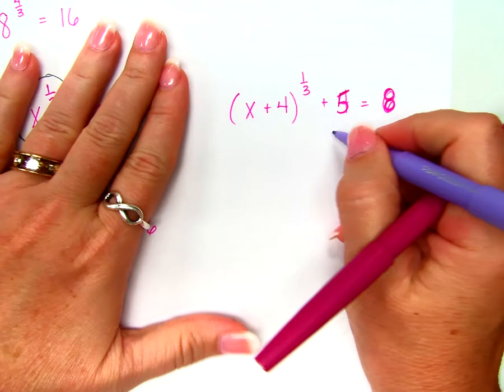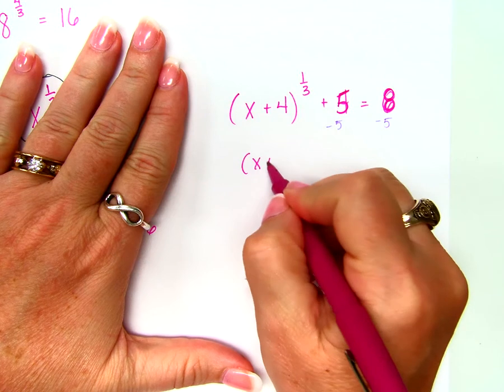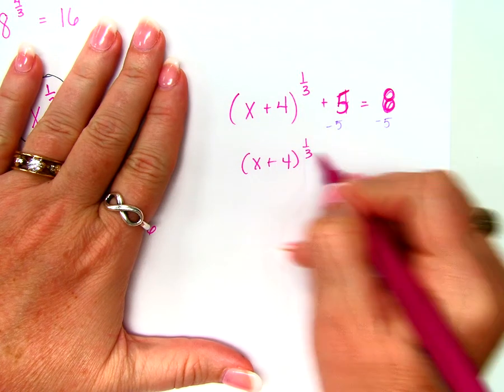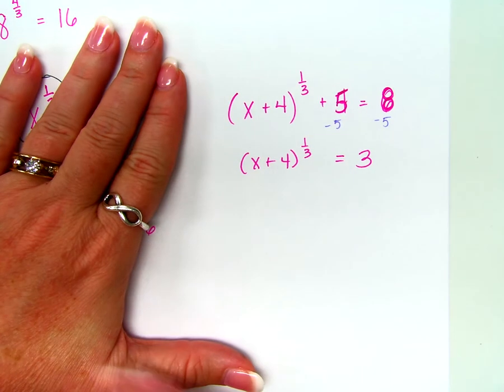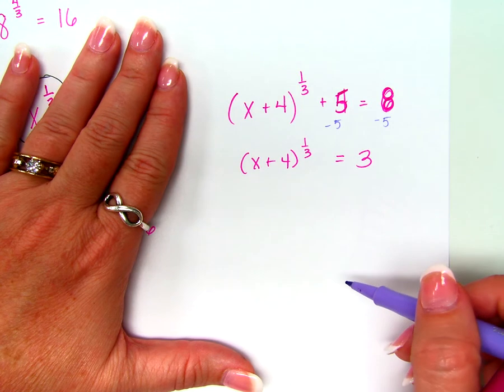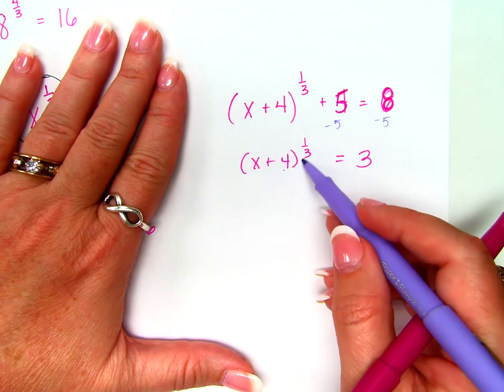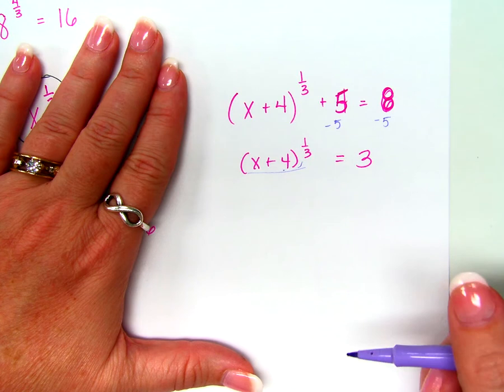Very good. If I subtract 5 from both sides first, that gives me (x + 4)^(1/3) equals 3. Now what? Can I subtract 4 from both sides? Why not? It's in the parentheses, right? It's part of the thing that's being raised to the power.